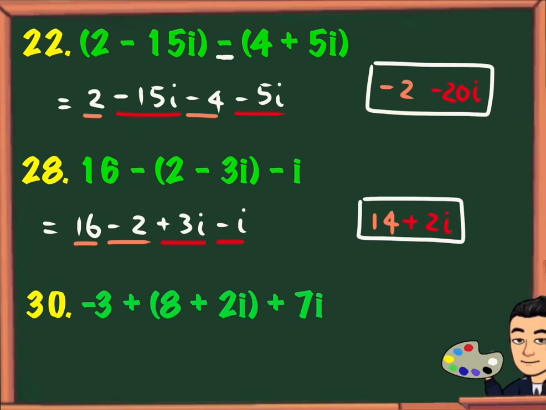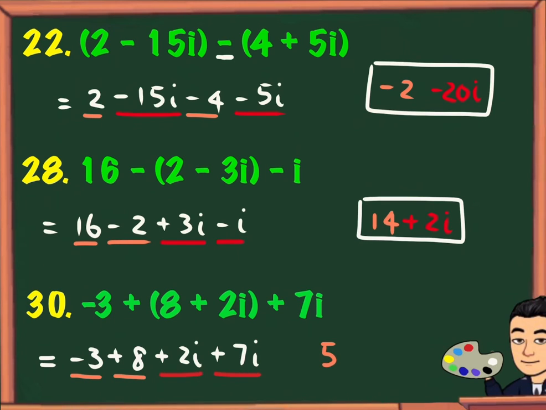For number 30, let's go ahead and rewrite this as -3 plus 8 plus 2i plus 7i. So combine the like terms, -3 plus 8, that's positive 5, positive 2i plus 7i, so this is going to be positive 9i. So this is going to be your answer.